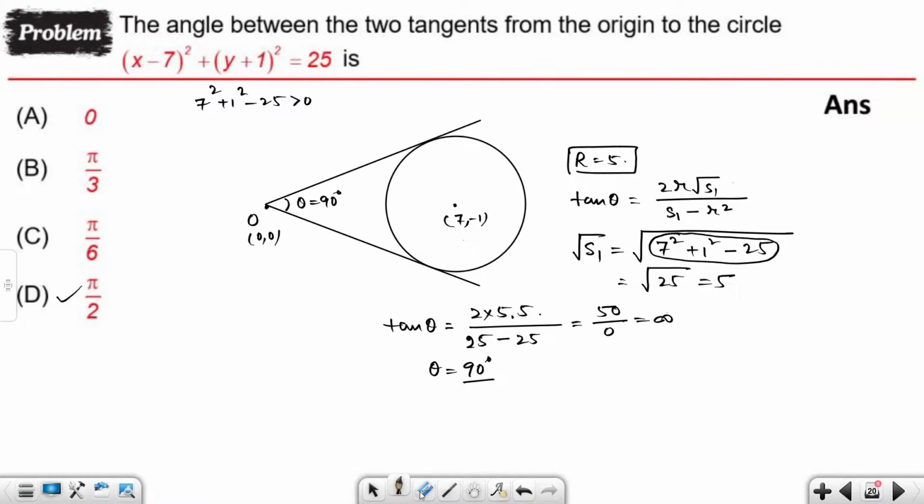Is it clear? That is why I told you it is better to remember the formula. In this kind of problem, we can directly use the formula to get the answer very quickly. Okay. Let me take another problem.